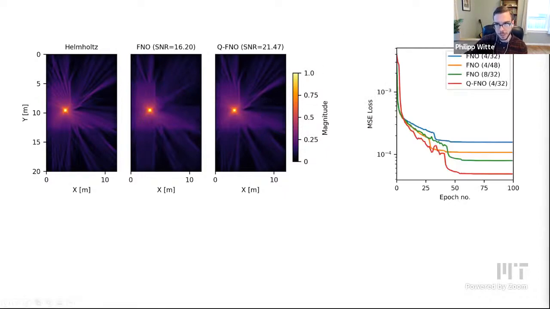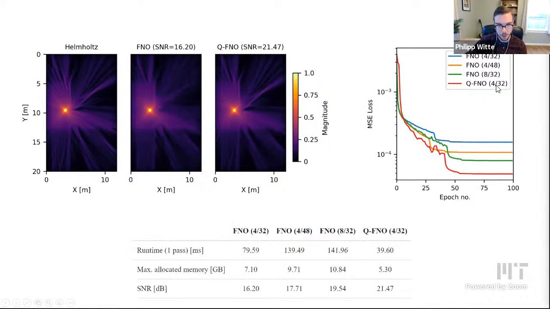Then here we compare a few different architectures. For example, can you make the FNO better by using a larger number of modes, or can you make the result better by stacking more layers on top of each other? The answer is yes, but still it's not as good as the quadratic one that only has 4 layers and 32 modes. And if you look at the runtime, memory, and SNR, you can also see that the quadratic formulation is faster than even the FNO with the same number of layers and modes, uses less memory, and always gives you higher quality results in terms of signal-to-noise ratio.